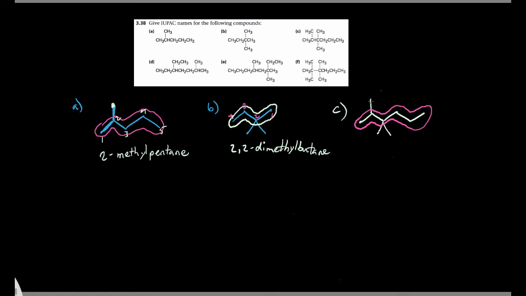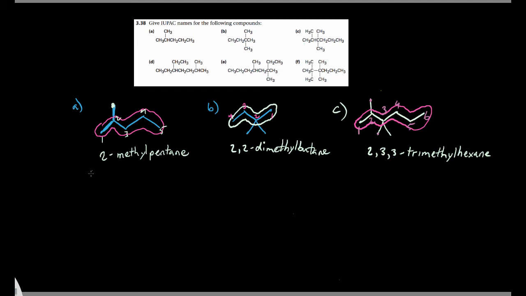this linear chain. It's not always going to be like that, but in this case it is. So we'll number giving the first substituent the lowest number, this methyl here. So we'll start on this end, 1, 2, 3, 4, 5, 6. And so we have a methyl on 2 and then 2 methyls on carbon 3. So this compound is 2,3,3-trimethylhexane. It's a hexane because it has a 6-carbon chain.